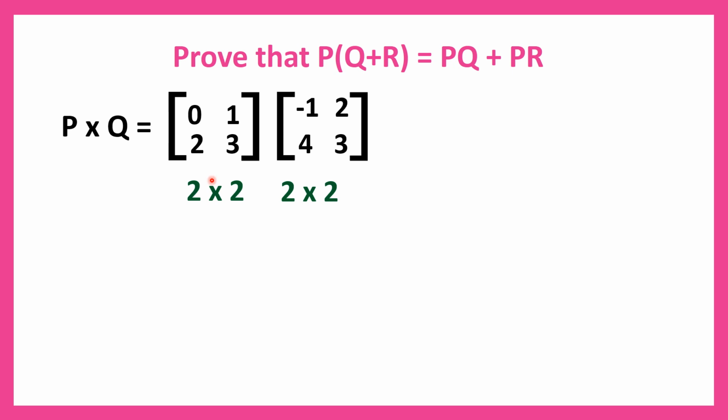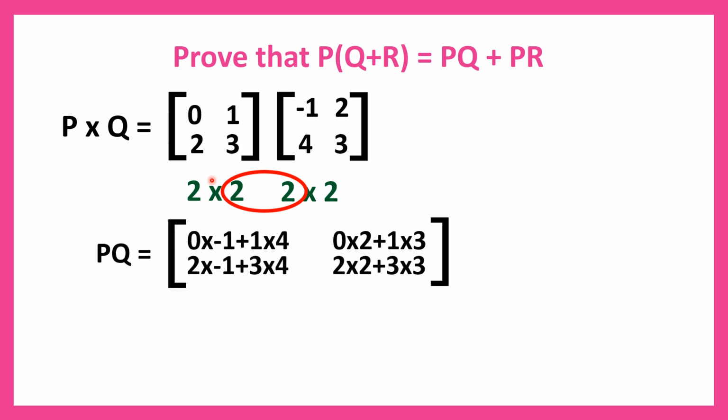Since the number of columns of the first matrix is equal to the number of rows of the second matrix, the multiplication is possible. And we can do the multiplication as we have already discussed in the previous step. Thus, we get the resultant matrix as the matrix of 4, 3, 10, 13. This is the P into Q matrix.